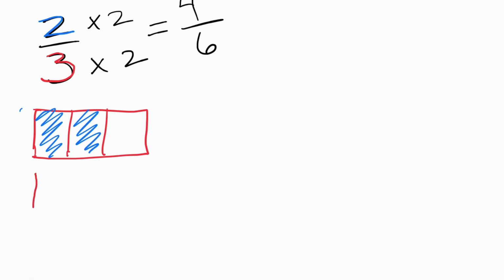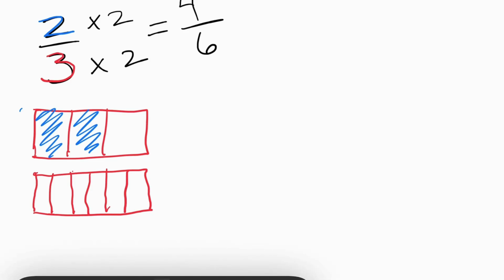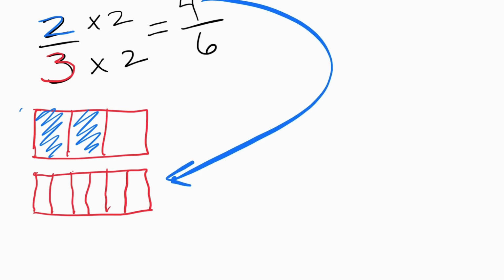Let's draw another rectangle of the same size. Well, almost the same size here. And then let's break it up into 3 parts. And now we're going to break each of those parts in half, so that we have a total of 6 parts, like that. And if we were to shade in 4 of the parts now, 1, 2, 3, 4, you can see that these two are equal. So 2/3 is an equivalent fraction to 4/6.